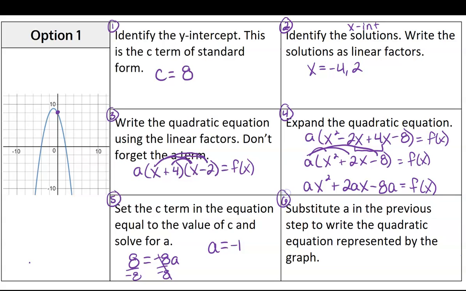And step number 6, we're going to substitute a in the previous step to write the quadratic equation. So they're just saying all of these a's up here, we need to plug -1 in for those. So -1x squared, or just -x squared. 2 times -1 will just be -2x. -8 times -1 would be a positive 8 equals f of x. And that would be my final answer.